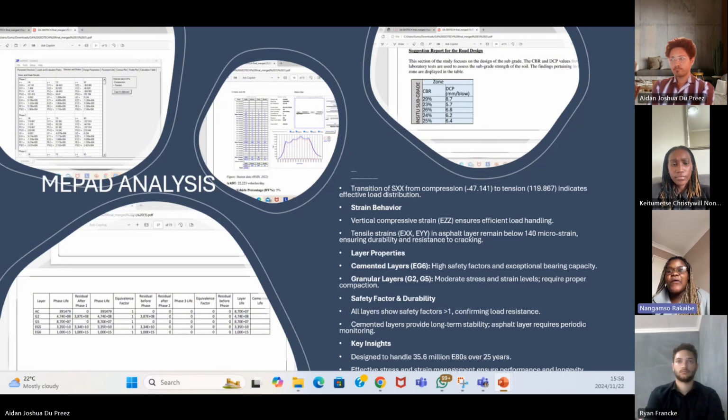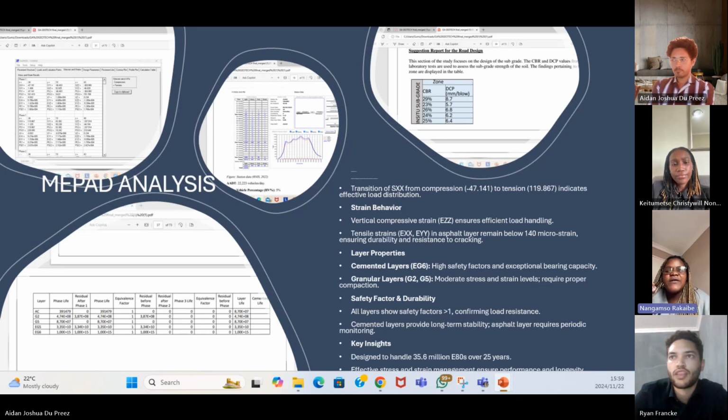The pavement layer performance: the cemented layers, the EG5 and EG6, exhibited extremely high safety factors and bearing capacities, indicating that they are highly resistant to failure and will provide long-term support for the pavement structure. These layers contribute to the overall strength and stability of the pavement and ensure that it can withstand repeated traffic loads. The granular layers, which are G2 and G5, were moderately stressed.